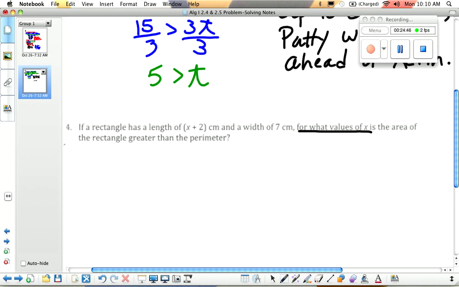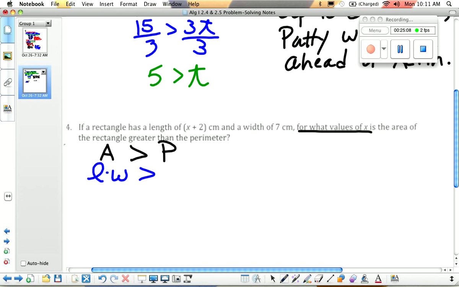Let's just say area is greater than perimeter. We need to know the values of x for when the area of the rectangle is greater than the perimeter. Well, how do we find the area of a rectangle? Length times width, or base times height.